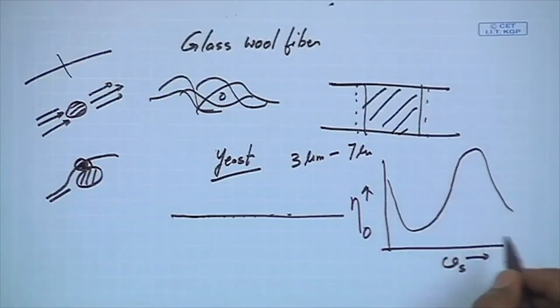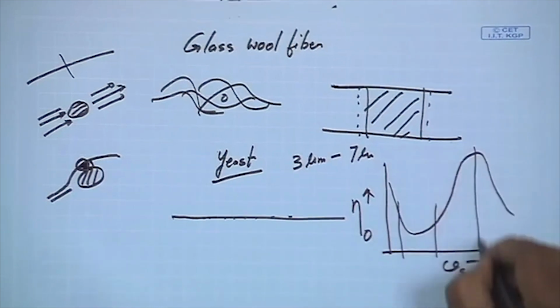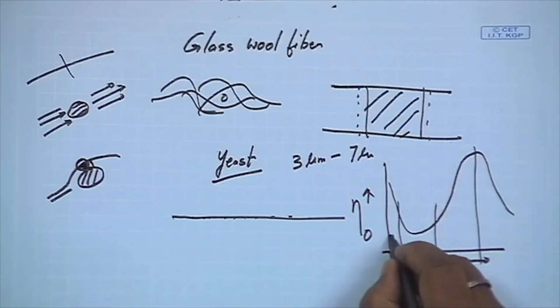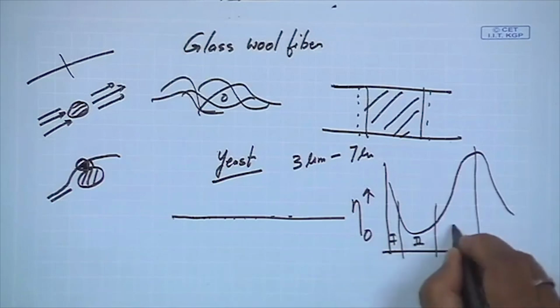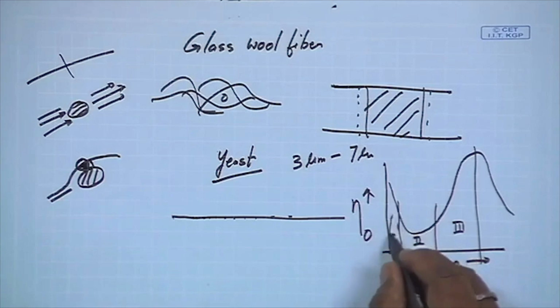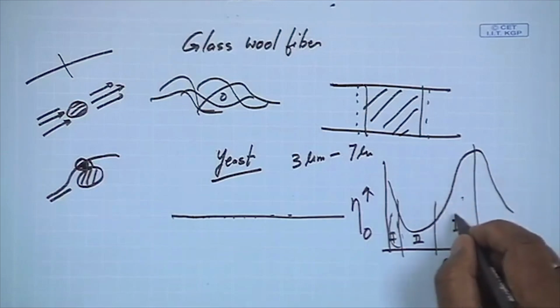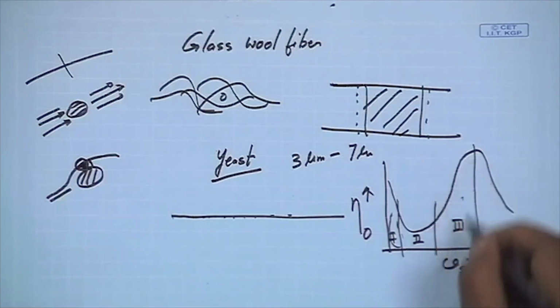This is very important, because here you have three different sections: this is 1, this is 2, this is 3. Here the particles are mostly collected due to diffusion, this is the interception, and this is mostly due to the inertial impaction at the high velocity.